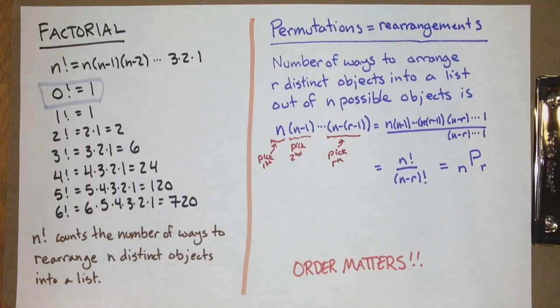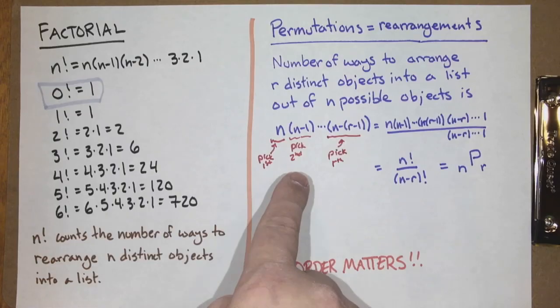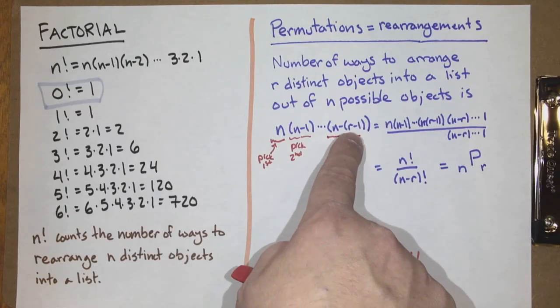Now you say, well, wait, why is it r minus 1? Well, just in the same way, at the beginning when we picked out the first object, it was really n minus 0. The second object was n minus 1. So the rth object is n minus (r minus 1).